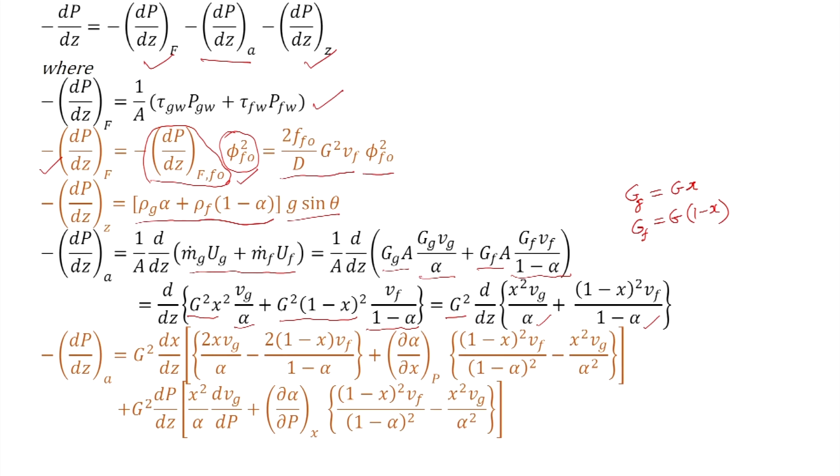So, there is alpha also here and alpha depends on the quality as well as the pressure. Okay. So, when we differentiate with respect to alpha, then we have to differentiate with respect to x and p. So, we get two partial derivatives of alpha, partial alpha by partial x at constant pressure and partial alpha by partial p at constant quality. And we use chain rule for differentiation. So, first we take the derivative with respect to x, we get 2 x v_g upon alpha minus 2 into (1 minus x) v_f upon (1 minus alpha).